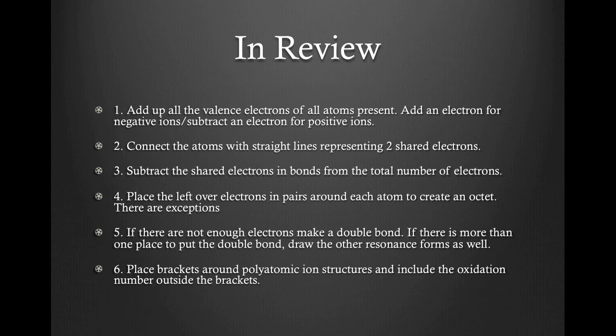Now remember, there are exceptions, like hydrogen doesn't require an octet. Then 5, if there are not enough electrons, we make a double bond. And if there is more than one place to put the double bond, then I draw all the possible resonance forms, in addition to the one that I just drew. And then if I'm dealing with polyatomic ions, I'm going to remember to bracket the polyatomic ion and include the oxidation number outside the bracket.